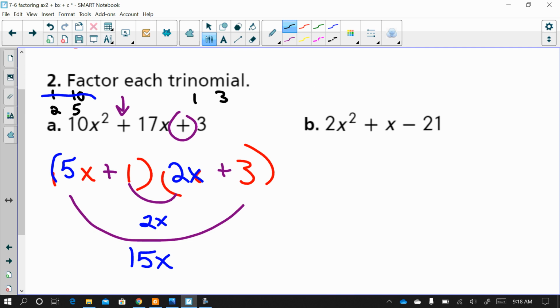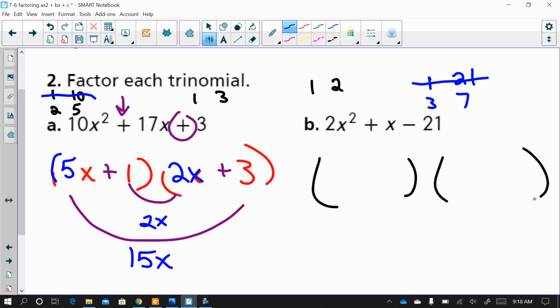Oh, there's only one way to make 2. 1 times 2. Again, yay, fewer combinations to try. And I make 21, 1 times 21, or 3 times 7. Again, I'm looking at this, I want to get to 1. Do you think that 1 and 21 is going to help you? Probably not. So I'm going to go ahead and cross that guy off because I'm not going to use him. Okay, 2 sets of parentheses. Okay, the 1 and the 2 aren't going to change. So I'm going to put a 1x and a 2x.